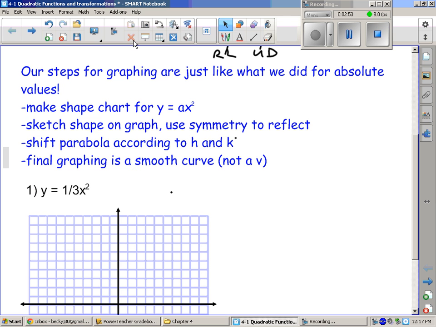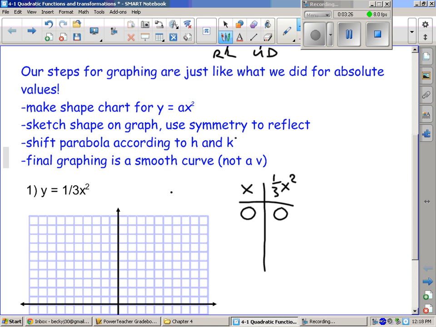All right, so we have this graph right here. So we're going to make a t-chart. So we have x and 1/3 x squared. I'm going to choose wisely here because I don't want to make more work for myself than I have to. So if I want to choose 0, that's great. Put a 0 in for x squared. 0 times 1/3 is still 0. But now I want to choose something so I don't end up with fractions.